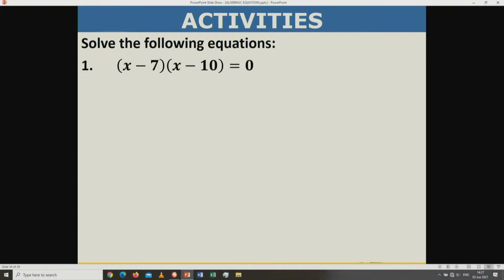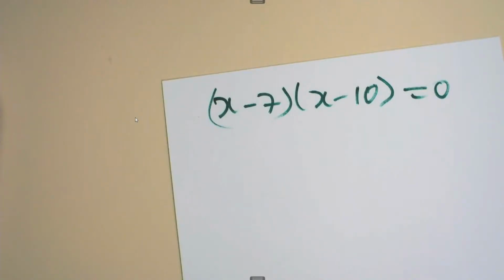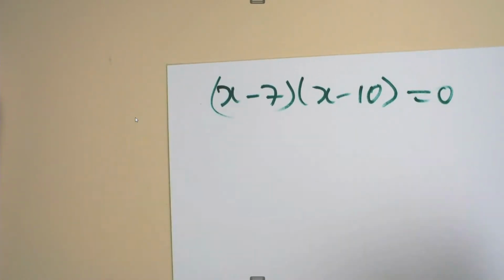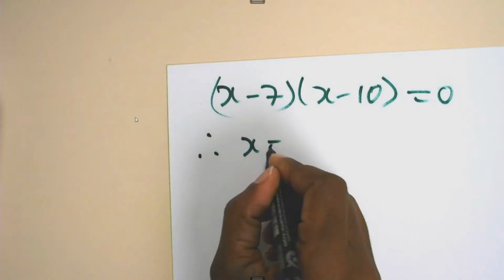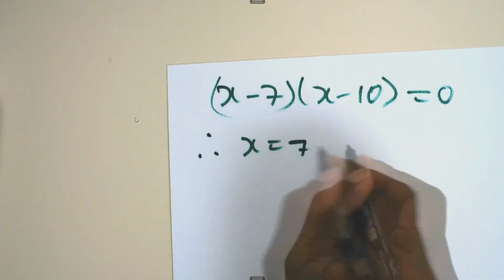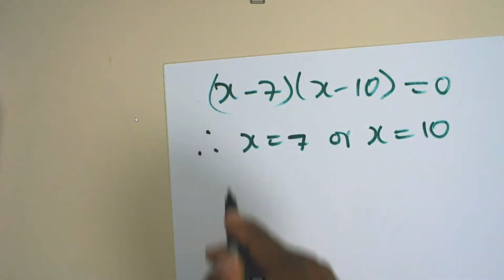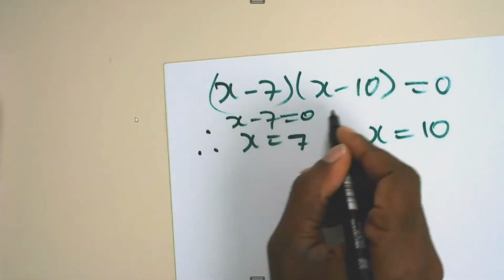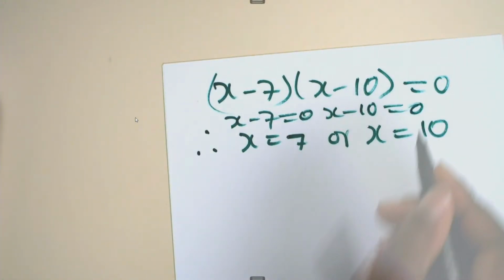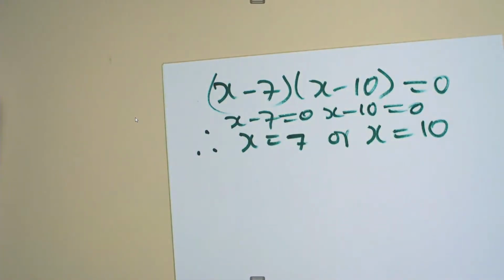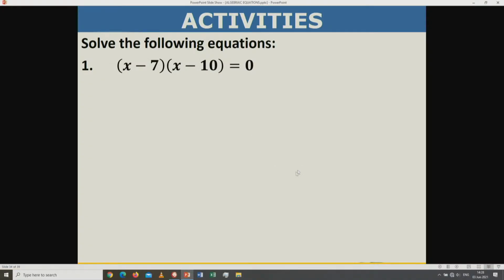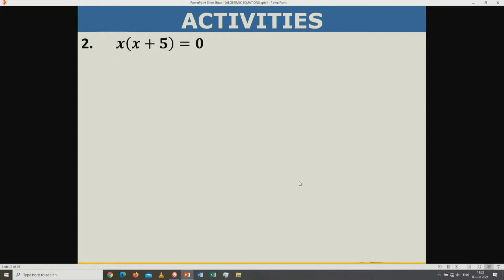That's x minus 7, x minus 10 is equals to 0. Right, and then x minus 7, x minus 10 is equals to 0. Therefore, x will be equals to 7, or x will be equals to 10 for this one, because we said x minus 7 will be 0, x minus 10 will be 0. Right, and then the activity will just go just like the examples.